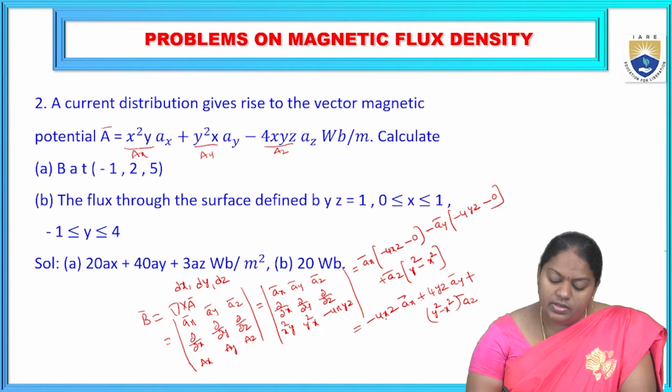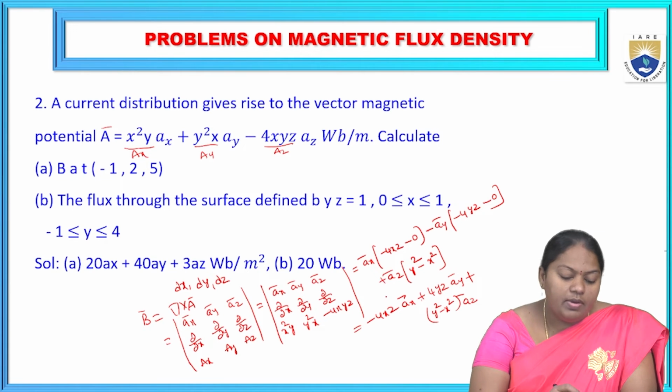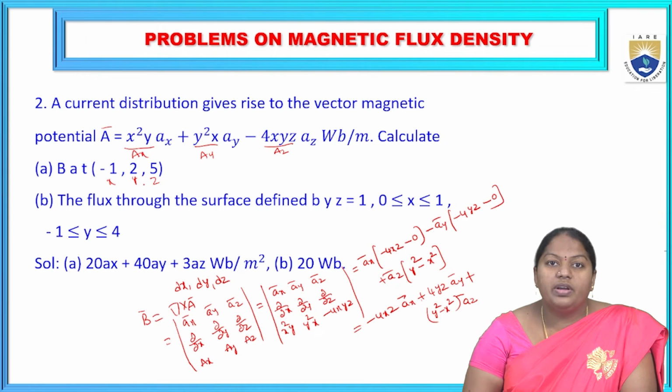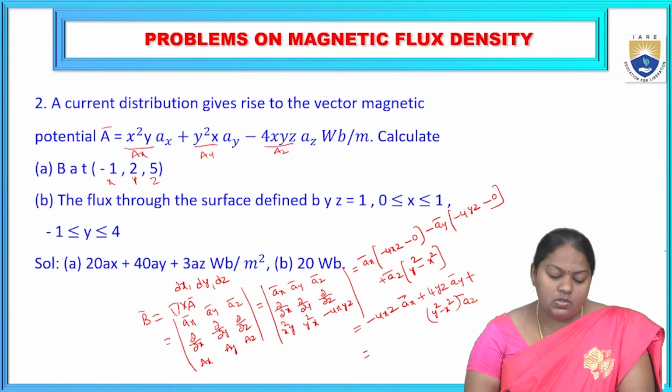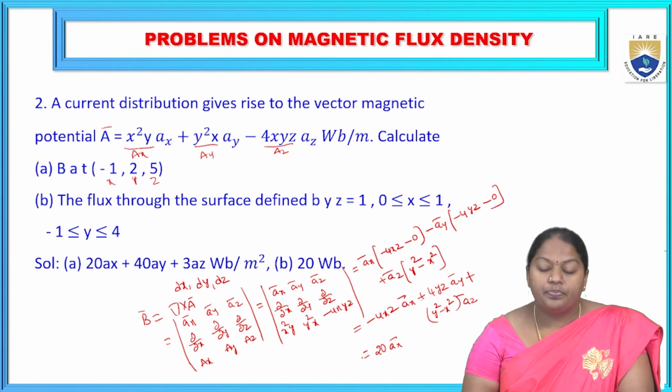So in this, we will substitute x, y, z by values: here x by minus 1, y by 2 and z by 5. So if we substitute, first x value by minus 1 and z by 5. So 4 into 5 becomes 20. So minus of minus becomes plus 20 ax.